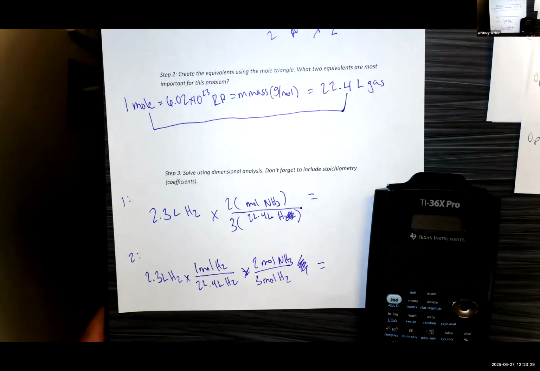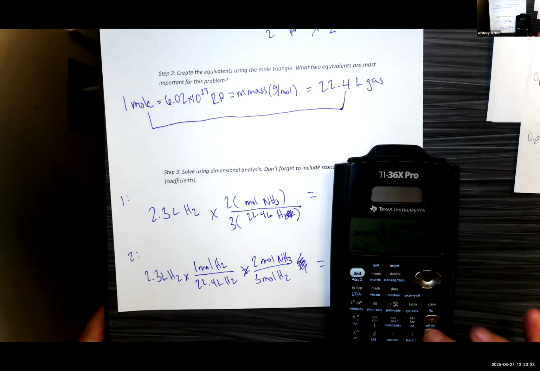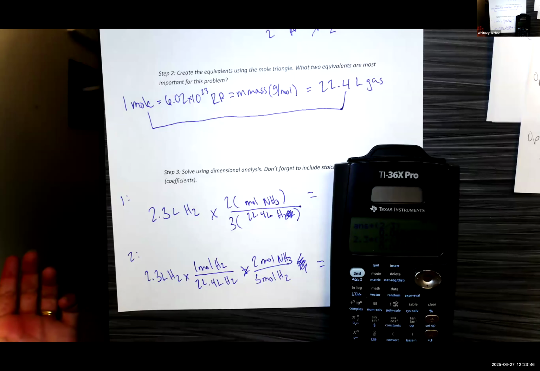I got 34. So let me type that one in. So I have 2.3 times, and in the top, I'm going to do 2. That's 2 times 1 divided by 3 times 22.4. And I got 0.068. I got that when I did option 2.